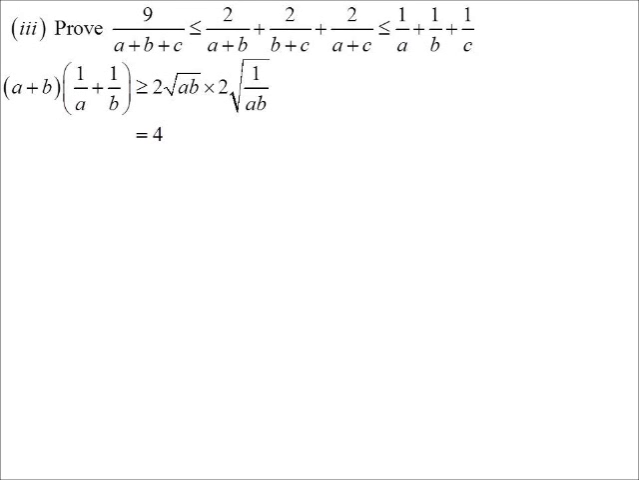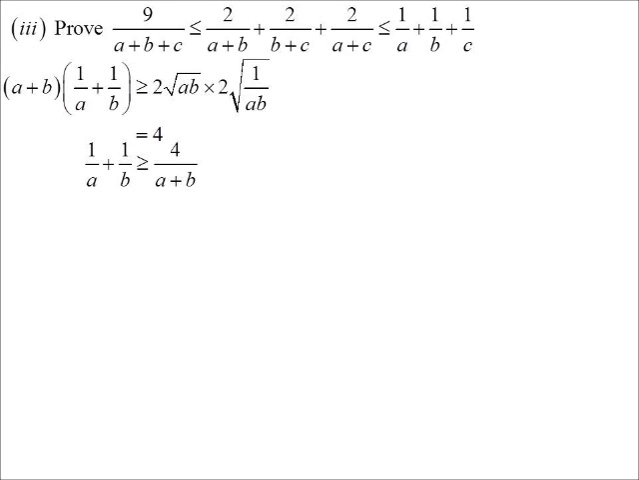a plus b times 1 on a plus 1 on b would be greater than or equal to 4. Okay? Anyway, we think, well, why on earth did I choose those things? And I guess I'm just looking at the question. I can say I've got 1 on a, 1 on b, but then I've got a plus b's and so on. Because now I can say that.